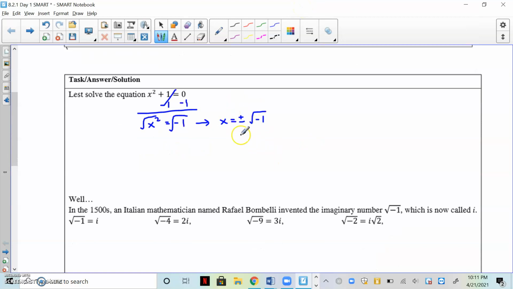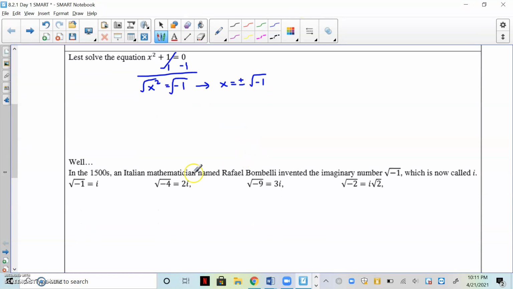So that's why it's an error, and because of that, we had to work around it. This guy, Raphael Bombelli, invented what's called the imaginary number, which is complex numbers, and he dubbed the square root of -1 as i. So the square root of -1 we will now refer to as i, and that being said, we can simplify square roots when they have negative numbers in them.